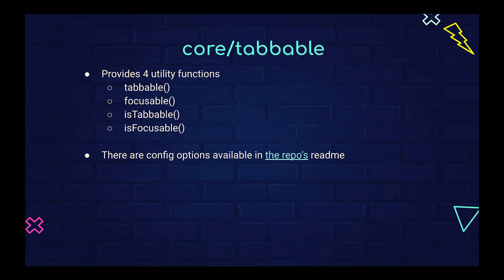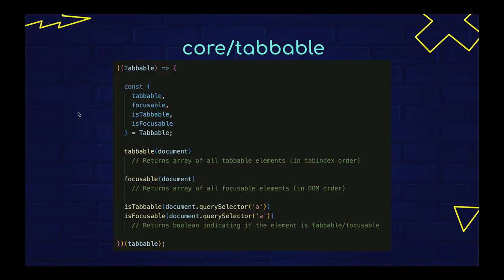So a tabbable one could be any form element, any button, any link, or any item that has a tab index greater than 0. While isFocusable is going to not include the tab index ones. There are some additional config options in that repo's README. Tabbable and focusable will get you a list of everything selected under a specific selector. This one, I would recommend destructuring, because when you pull this in, it's going to make a globally available tabbable variable. And you can destructure that into tabbable.tabbable. So I would destructure it immediately to have access to the four that are in there.